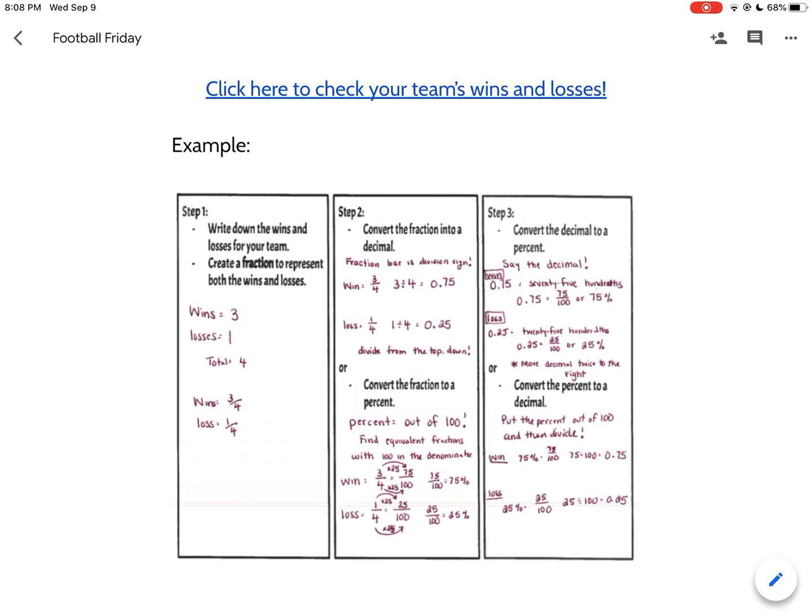In this Google Doc, you have a link: click here to check your team's wins and losses. That is going to be the link to the website to check the stats of your team. I'm not going to show you it right now because there are no stats since no one has played yet this year, so it's kind of just a boring, empty website. But I promise you, after a week, there will be something there because the first games are this weekend. You also have an example right here to look at. If you forget how to convert between the fraction, the decimal, and the percent, there's an example for you to look at, and I even gave you little tips of how to do it.